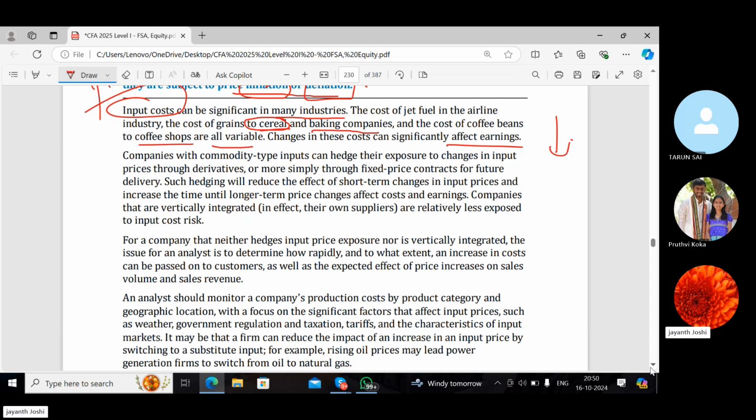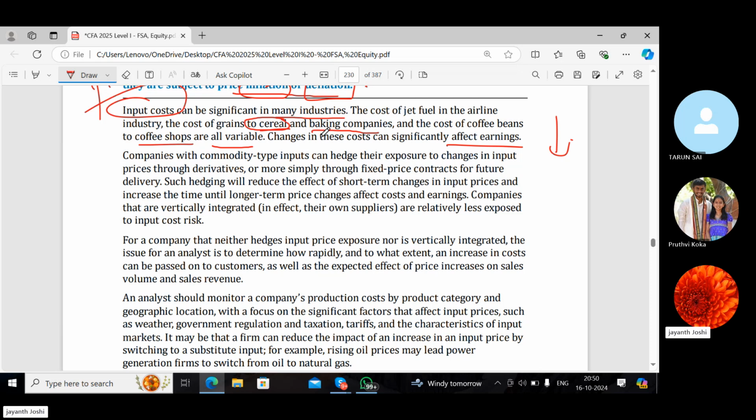Of course, if even the prices of the raw metal increase, you have to add that extra cost and pass it on to the customers. You can't do anything. Now, companies with commodity type inputs. If there are some companies like FMCG products, some companies deal with food grains, like bakeries, they depend upon wheat, flour, etc. They can hedge against these increasing prices of the food grains or commodities.